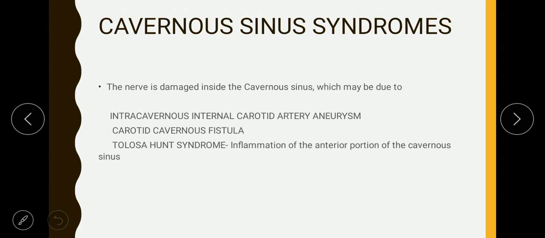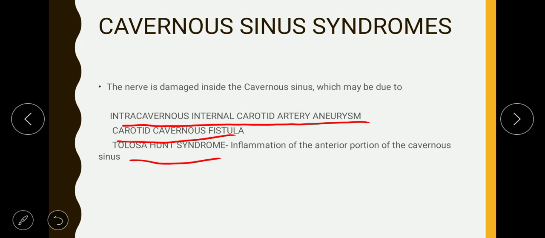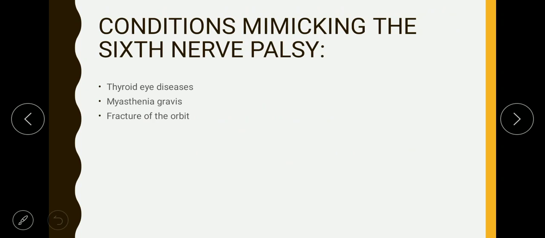Cavernous sinus syndromes occur when the sixth cranial nerve is damaged inside the cavernous sinus. It may be due to an intracavernous internal carotid artery aneurysm, or carotid cavernous fistula, or Tolosa-Hunt syndrome, where there is an inflammation of the anterior portion of the cavernous sinus. Conditions which mimic sixth nerve palsy are thyroid eye disease, myasthenia gravis, and fracture of the orbit.